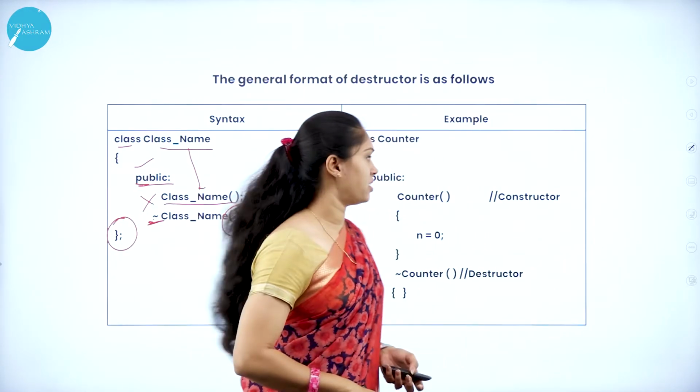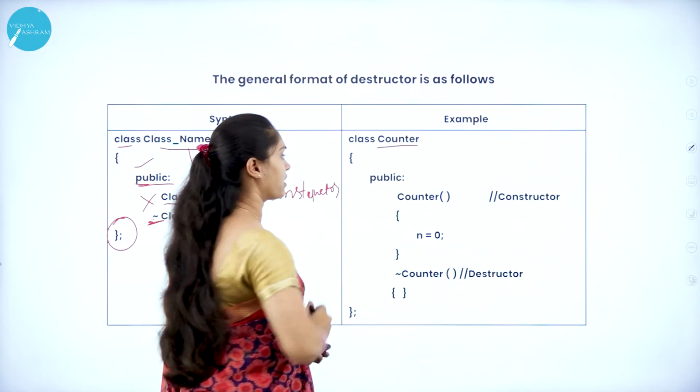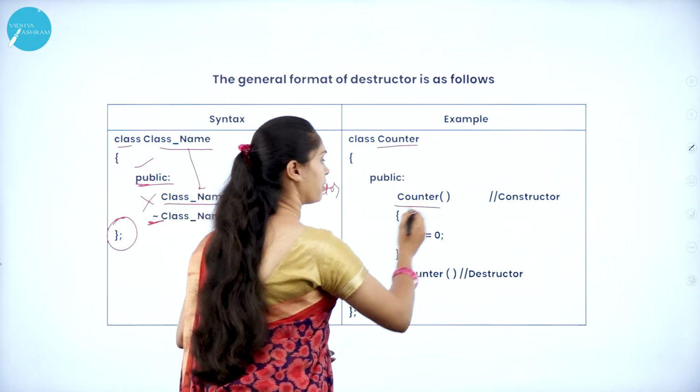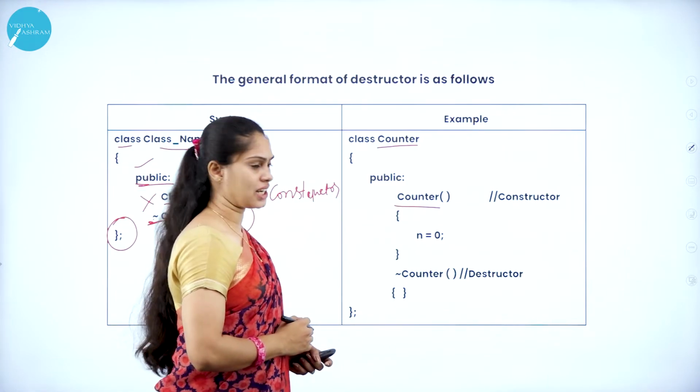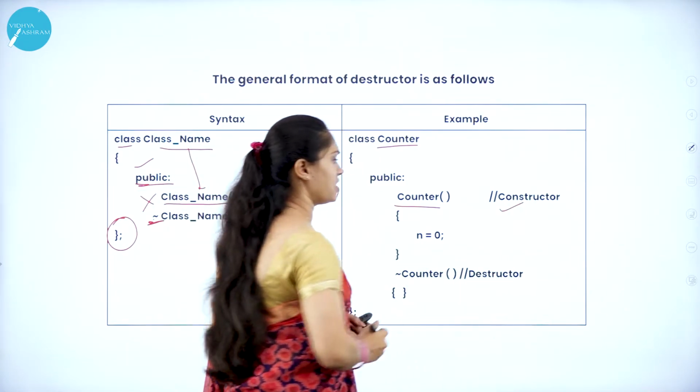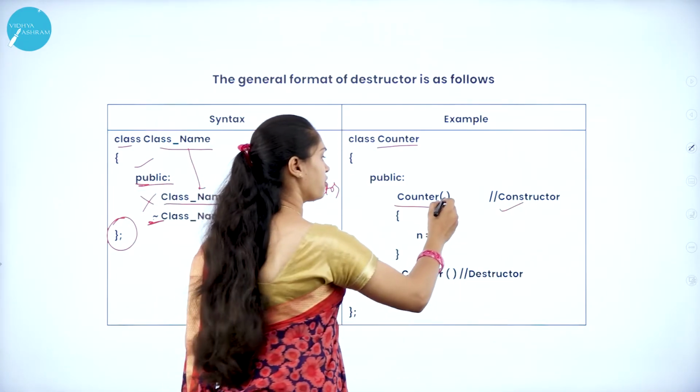Coming to the example. Here I have a class called Counter, and here I have a member function with the same name as the class, so I am going to consider this a constructor. Which type of constructor is it?